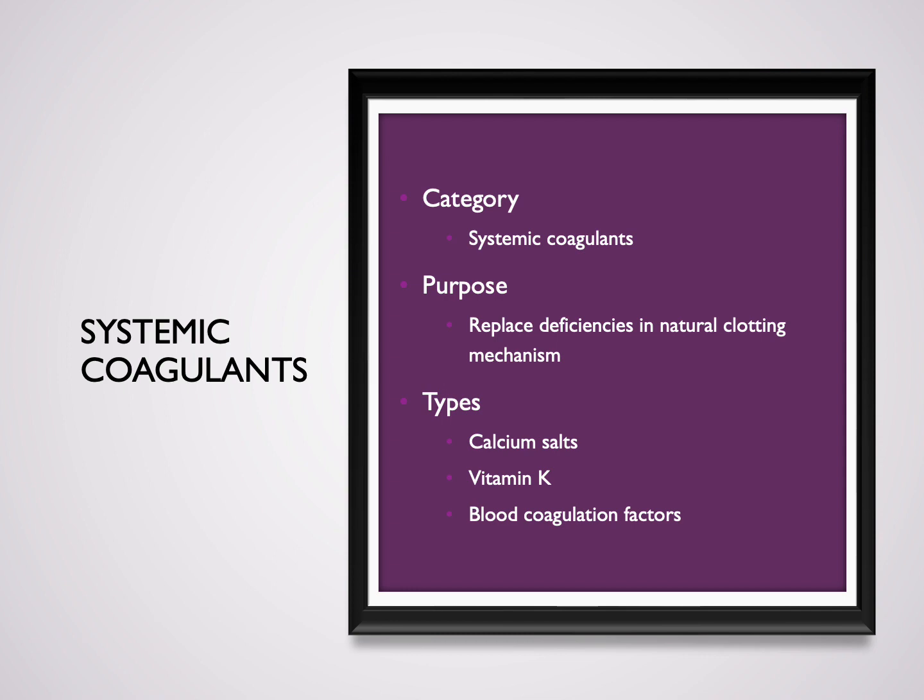And 3 types of systemic coagulants discussed in this chapter are calcium salts, vitamin K, and blood coagulation factors. So next we're going to talk about each of these in a bit more detail.